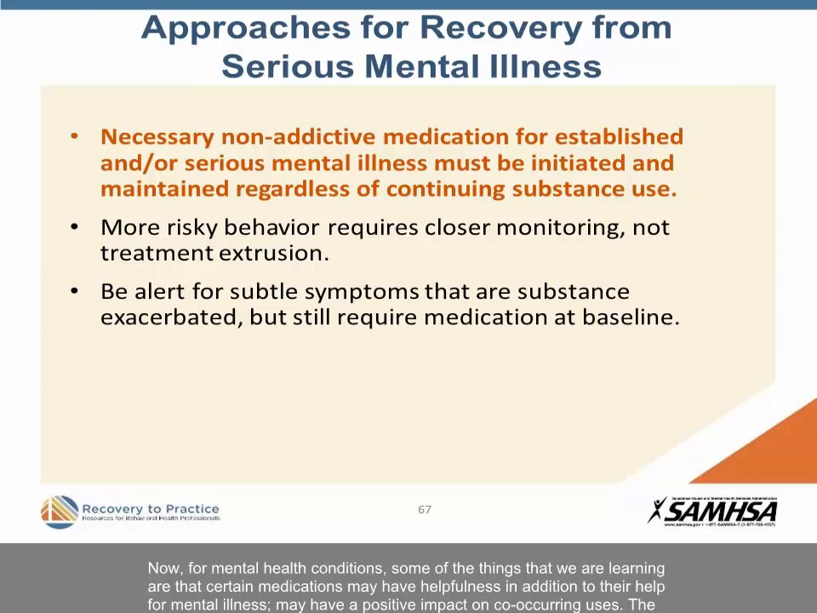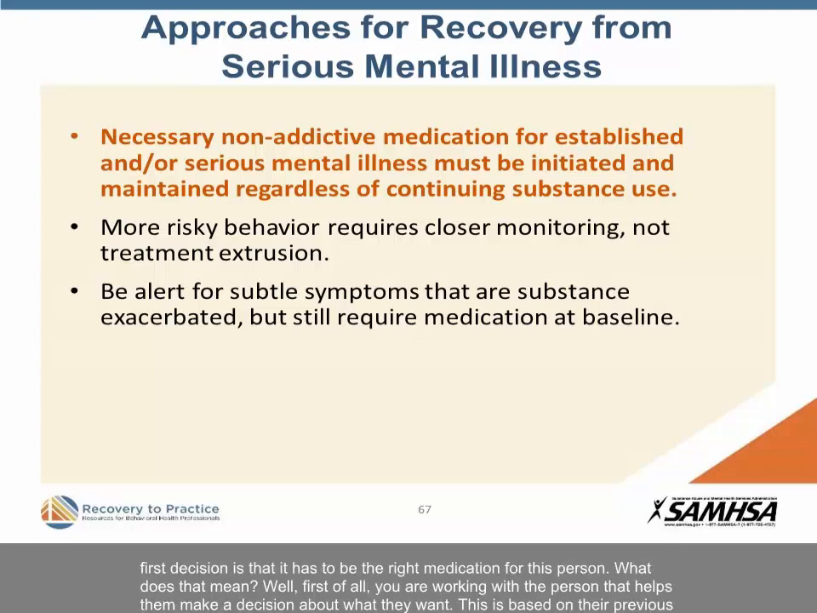Now, for mental health conditions, some of the things that we're learning are that certain medications may have helpfulness in addition to their help for the mental illness. They may also have a positive impact on co-occurring substance use. However, the first important decision guideline for medication for a mental health condition is that it has to be the right medication for this person.